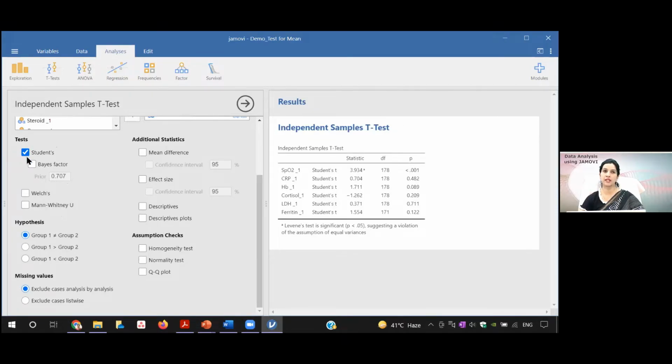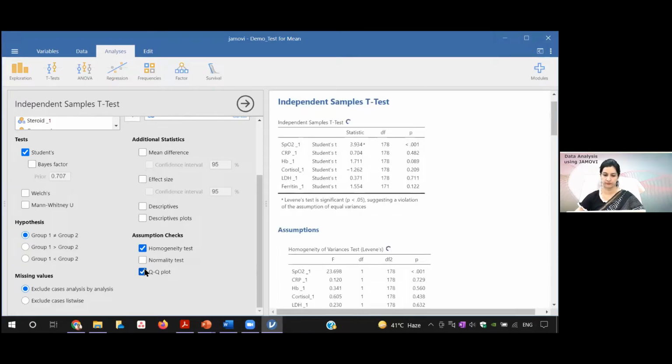This we apply when the data is normally distributed, with a small number of outliers, and when the assumption of homogeneity is met. This Welch you use when the assumption of homogeneity is not met. And this Mann-Whitney you use when the data is not normally distributed. Now I will click two things here, homogeneity and QQ plot. Homogeneity is one assumption and QQ is one assumption. For the outlier again, how will you check? You have to go back to exploration and check for the outlier also.